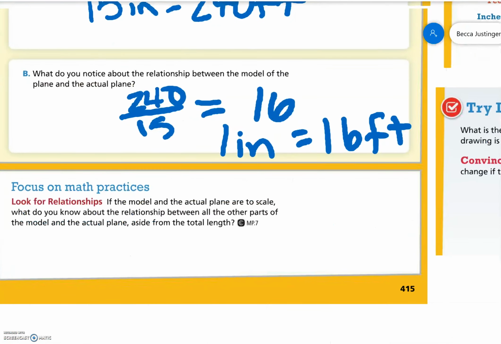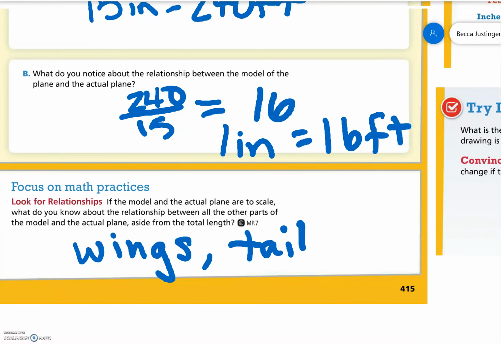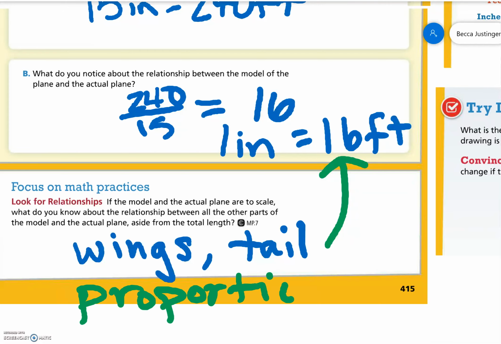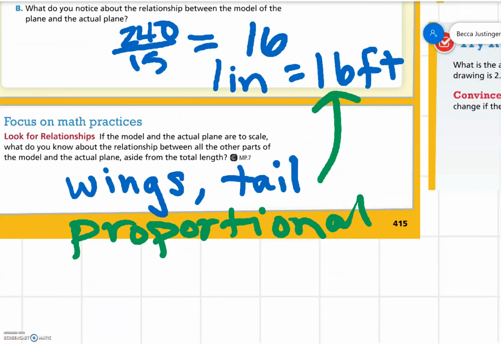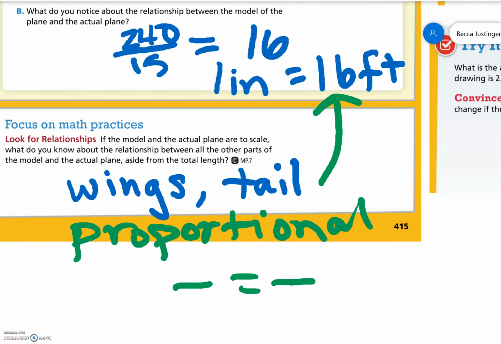Focus on math practices. Look for the relationships. If the model and the actual plane are to scale, what do you know about the relationship between all the other parts of the model of the plane aside from the total length? The wings are going to be in proportion, the tail, everything is going to be using this same scale. So it is proportional, meaning we can set up our proportions.